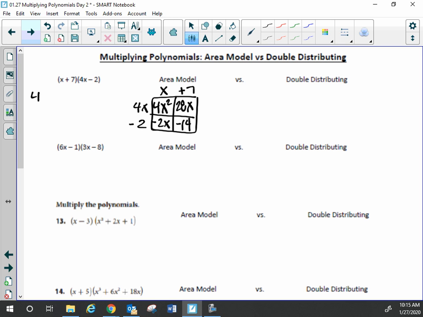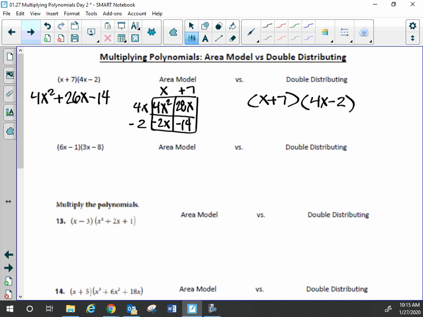Okay, so right there I can pull my answer. I've got 4x squared. What's my center term? 26x. And then my last term? Minus 14. Okay, so we already know the answer, but now I'm going to show you how to double distribute. X plus 7 times 4x minus 2.